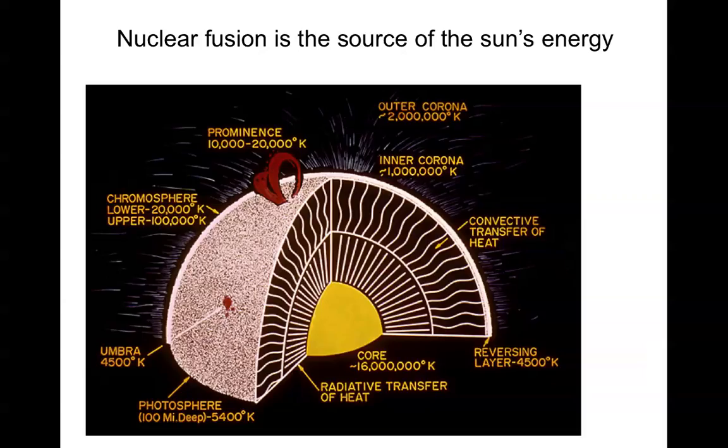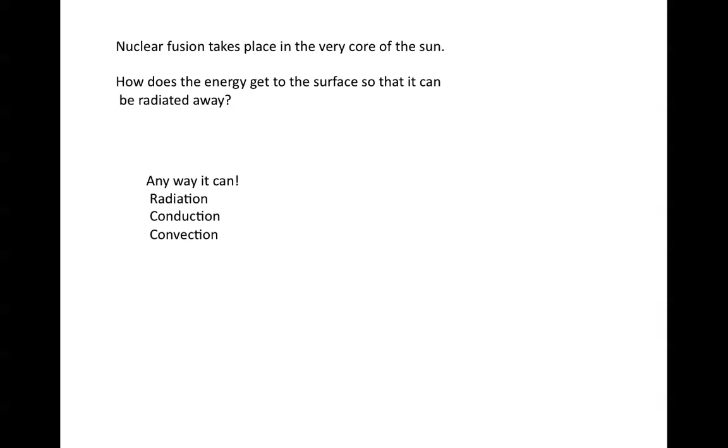And somehow this energy has to get out to us through the entire set of outer layers of the sun. So how does it manage to do this? Well, the answer is it does it any way it can, by a combination of different methods. So the methods that are available potentially are radiation, conduction, and convection.